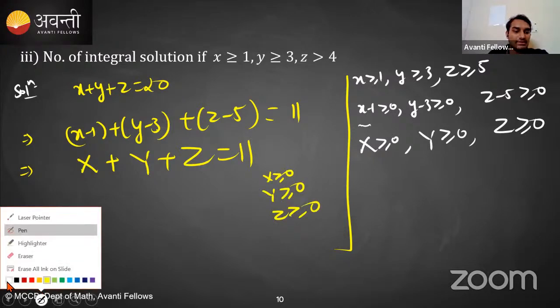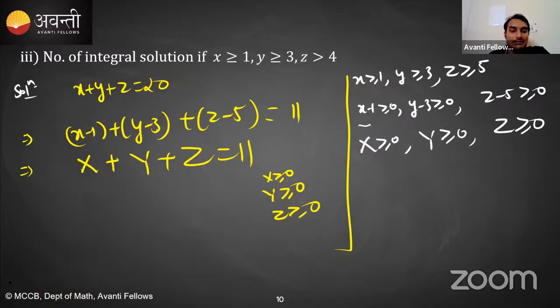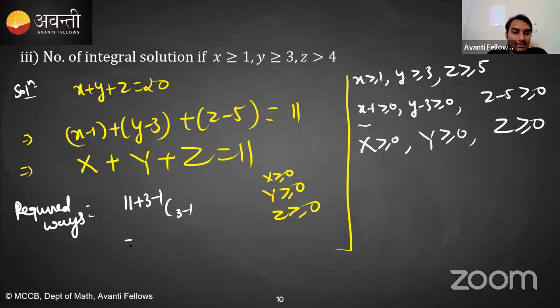So now this question is reduced to x plus y plus z is equal to 11 and you have to find the number of non-negative integral solutions. So what is the required answer? Required answer क्या होगा? The same as saying the distribution of 11 identical objects among 3 persons. Right? कैसे आएगा? 11 plus 3 minus 1 C 3 minus 1, which means 13C2.